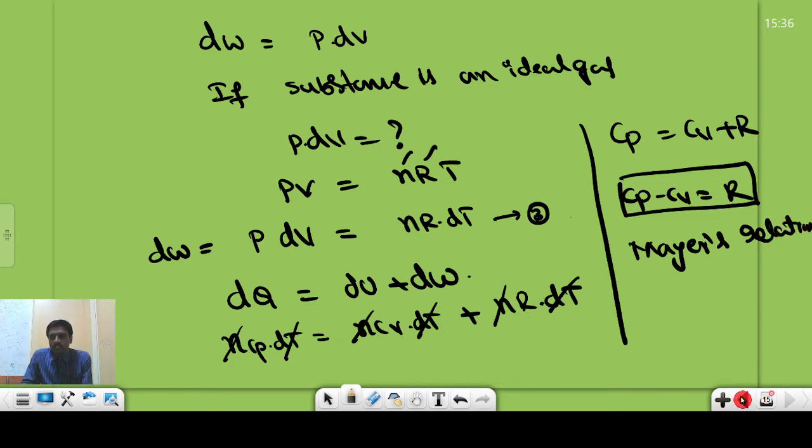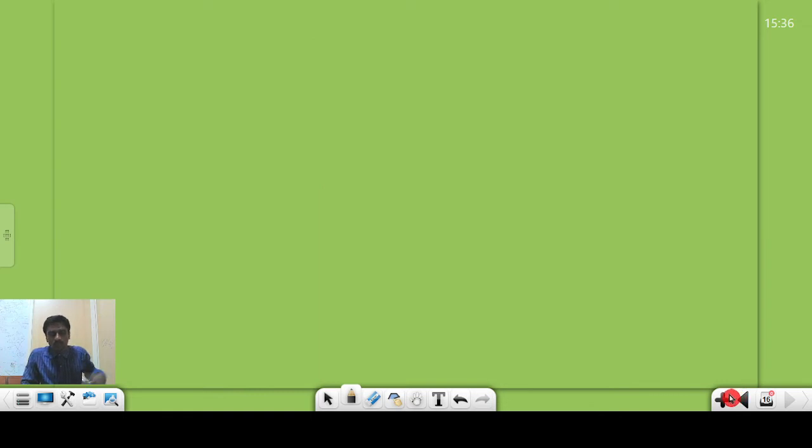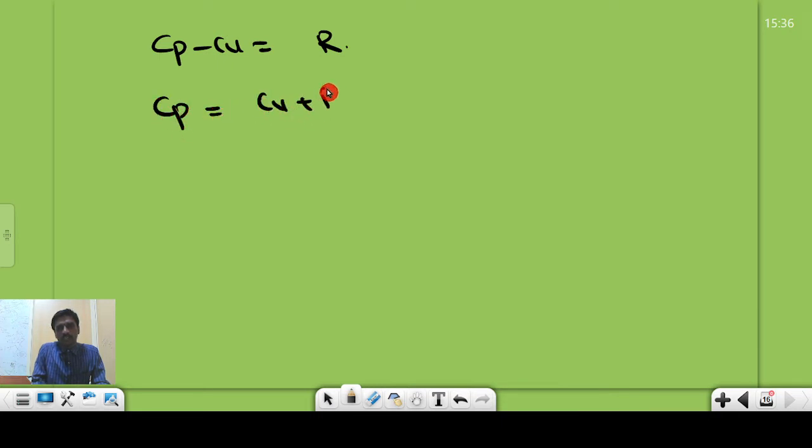Now, with the help of this Mayer's relation we are going to derive some other equations. Let me go to the other equation. Cp minus Cv is equal to capital R, so Cp is equal to Cv plus R.